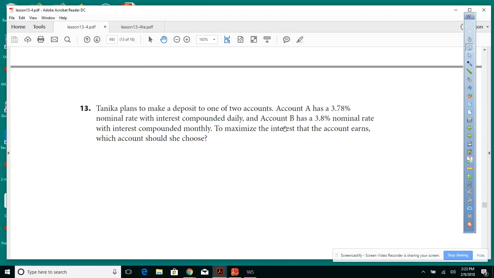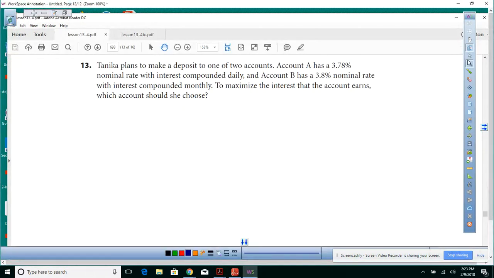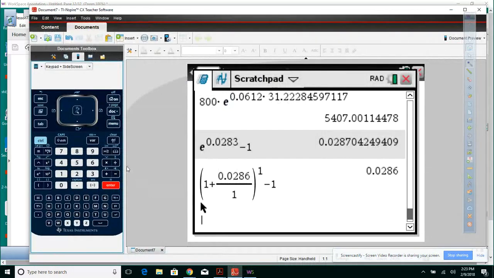All right, let's try number 13. Tanika plans to make a deposit in one of two accounts. Account A has 3.78 nominal rate compounded daily. So the effective rate of A is going to be 1 plus 0.0378 over 365 to the 365 power minus 1. And what do we got there?